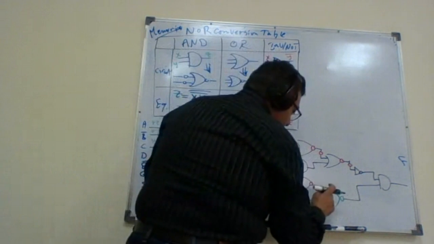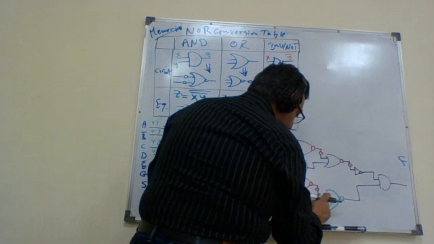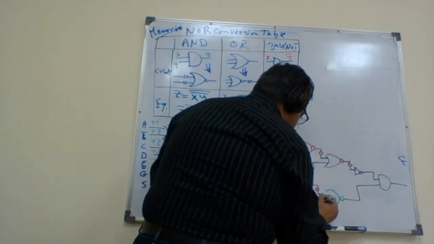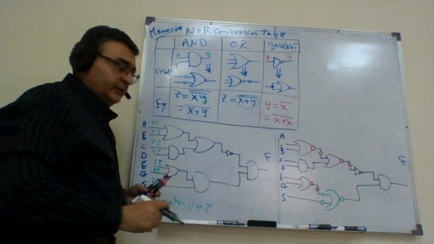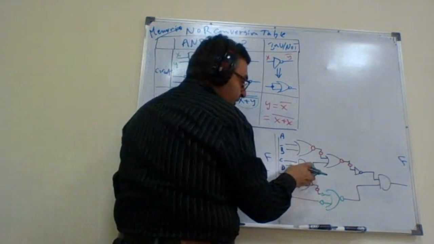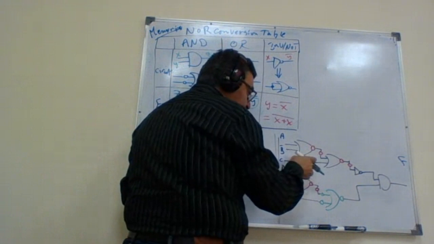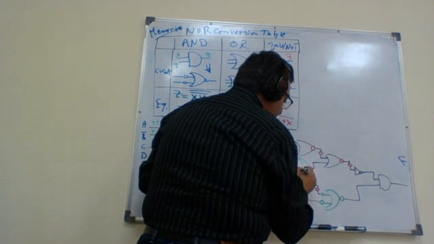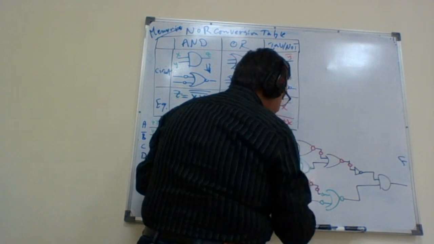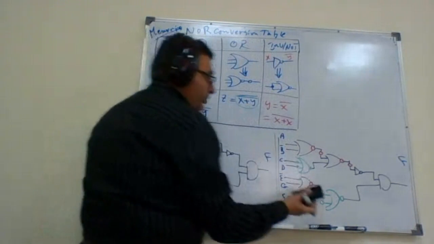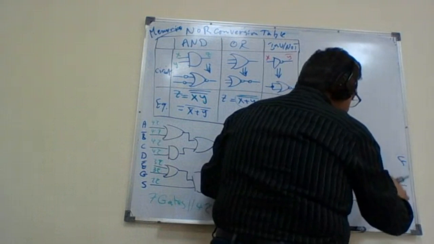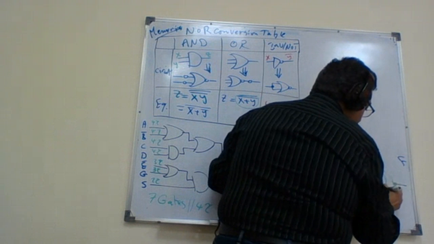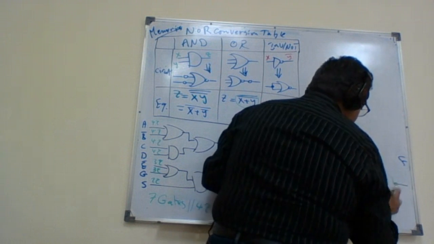And I have to add what? I have to add two inverters at the input. Next, another AND. Remove the AND and put two inverters at the input. Remove the AND, the last AND here, and put a NOR with two inverters at the input.